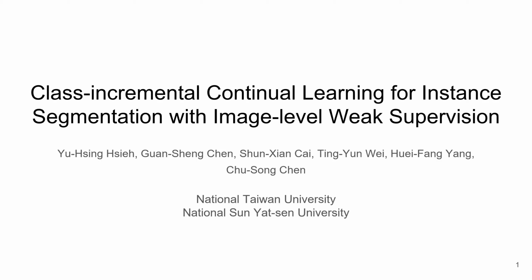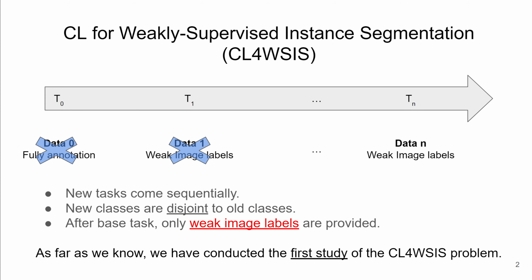In this presentation, I will introduce our work published in ICCV 2023. Our work primarily aims to combine weakly supervised learning into the problem of continual learning for instance segmentation to reduce the time and effort for annotation, which is abbreviated as CO for WSIS. That is, after the base task, only weak labels are provided for each new task. As far as we know, this is the first work to consider this scenario.